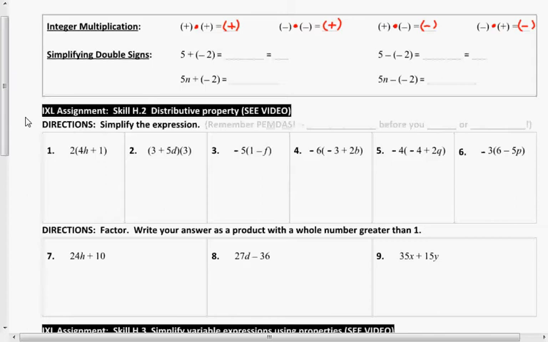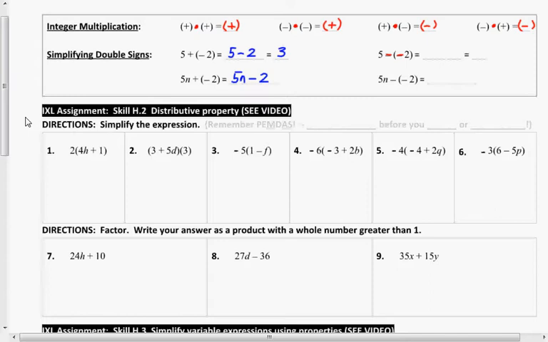But here's the thing, 5 plus negative 2 is equal to 3, because really adding a negative number is the same as subtracting. So if you have 5n plus negative 2, rather than leave it written that way, we'd prefer to simplify those double signs and just say 5n minus 2. Remember this here, if you have minus a negative, that becomes addition.